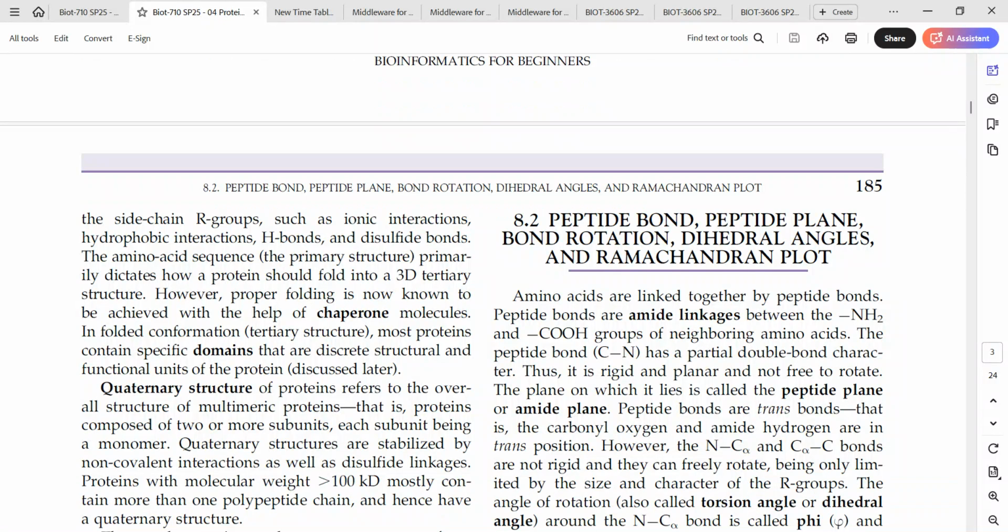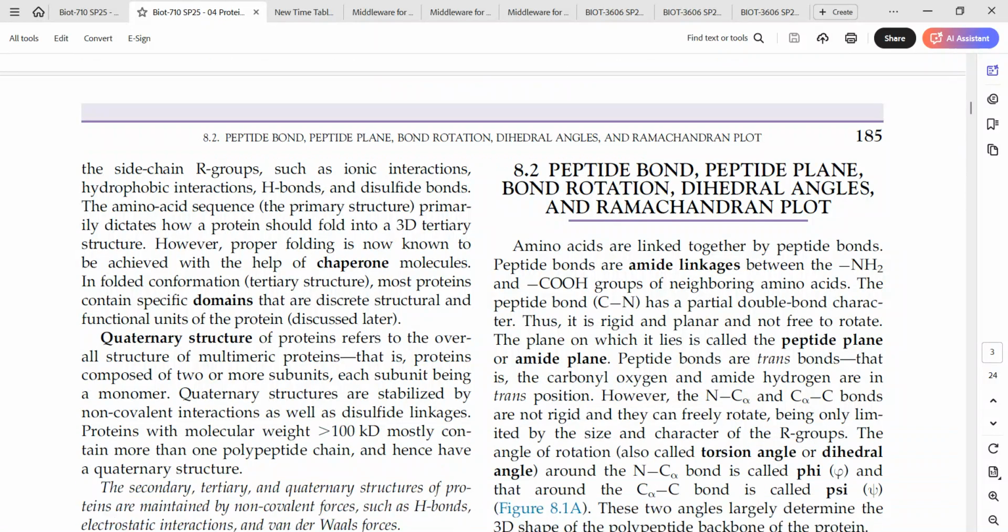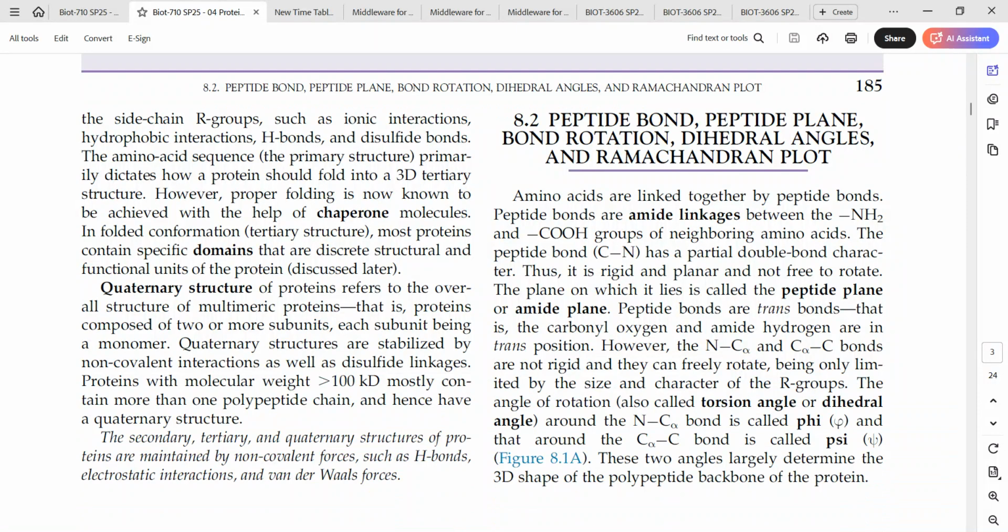In folded conformations, most proteins contain specific domains that are discrete structural and functional units of the proteins. And at the end, we have the quaternary structure, which is made when the protein has at least two subunits. When the protein is a monomer in nature, then the last structural level is only the tertiary level. But if two monomers of the same protein join, or different proteins, like homodimer, heterodimer, homotrimer, heterotrimer, homotetramer, heterotetramer, in all these cases they comprise the quaternary structure of the protein.